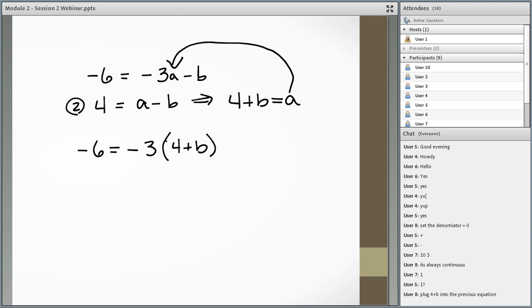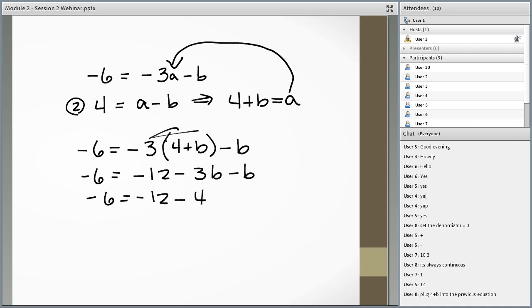So I have negative 6 equals negative 3, and I'm just replacing a by 4 plus b, and then minus b. So now I have one equation with only one unknown variable, and that's b. So when I distribute, I have negative 6 equals negative 12 minus 3b minus b. So the negative 3 gets distributed to both. So then I have negative 6 equals negative 12 minus 4b, and I need to solve for b.